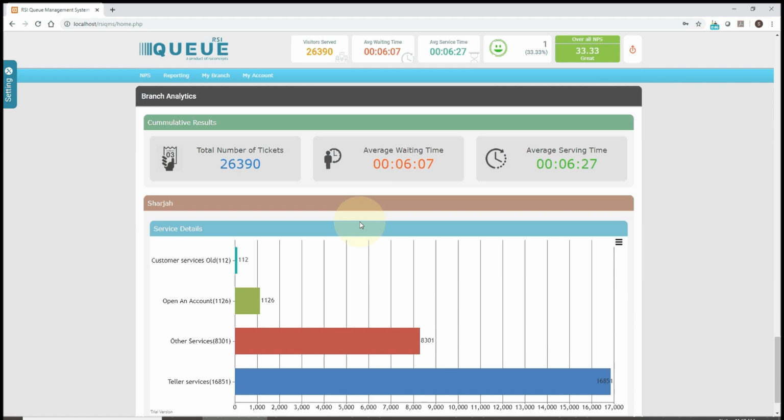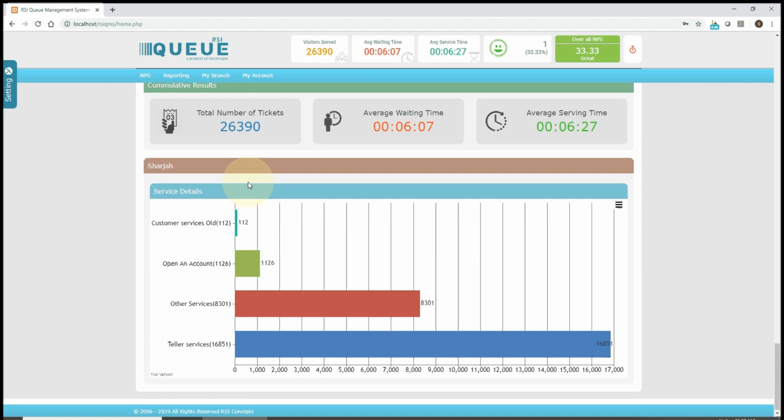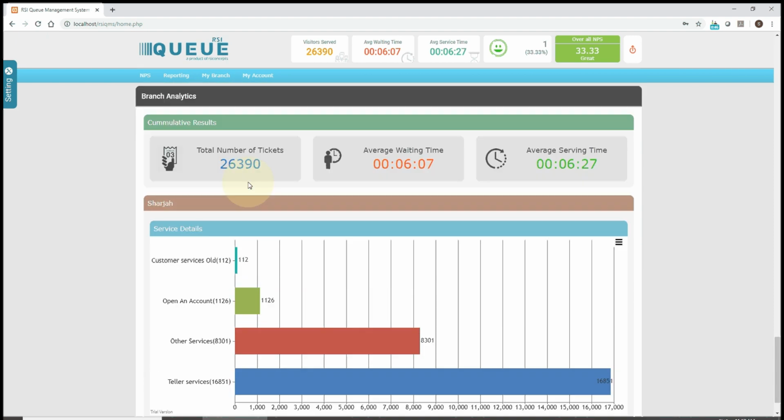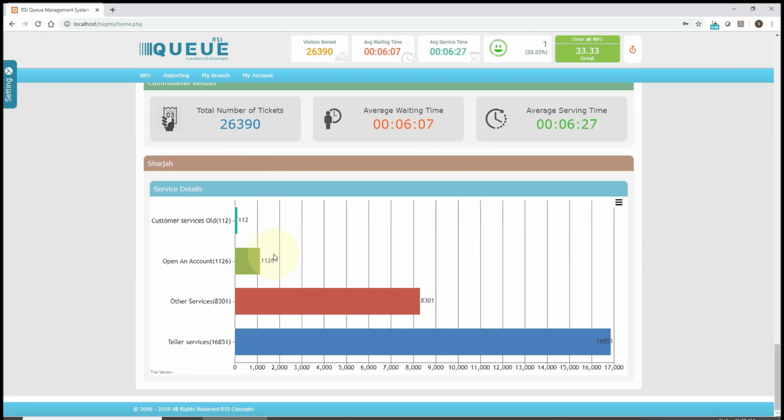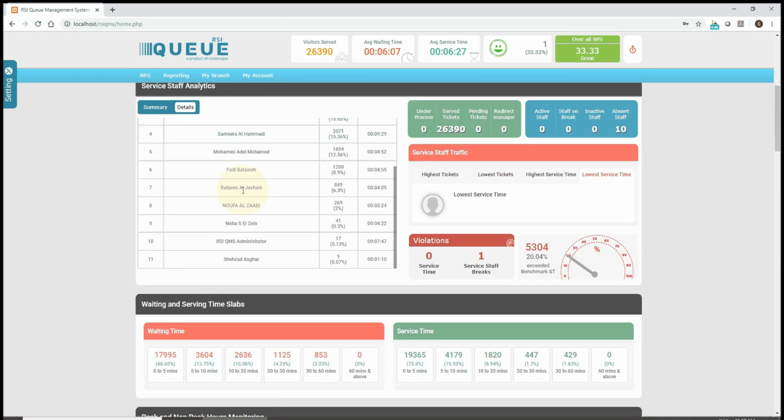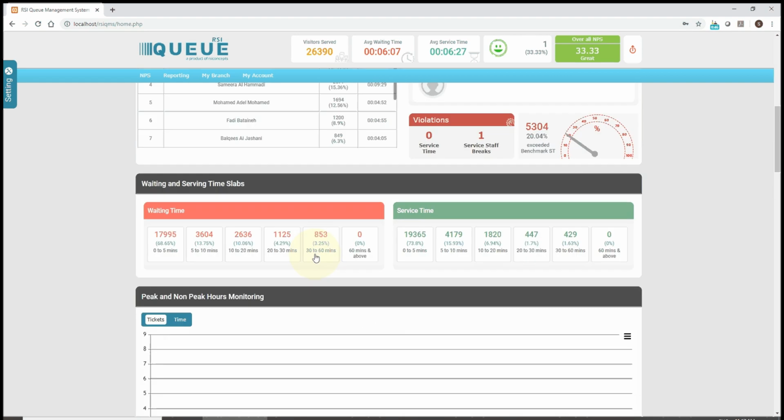If I move on to the next one, it shows us the branch analytics. This will show you only your branch; in the head office, the centralized administration suite shows the comparison of different branches. It shows us the total number of tickets, average wait time, average service time, which is there on the top as well, and then a division of the services which can be shown on the main menu over here, under the service analytics.